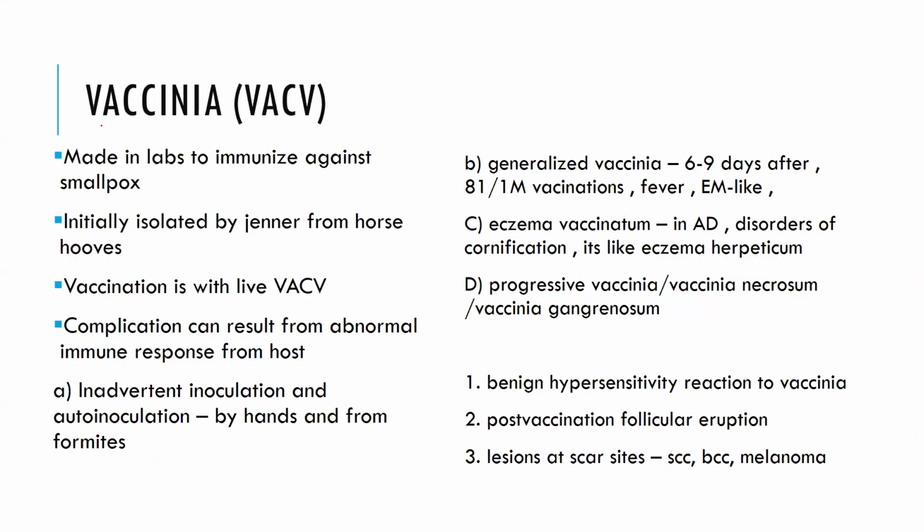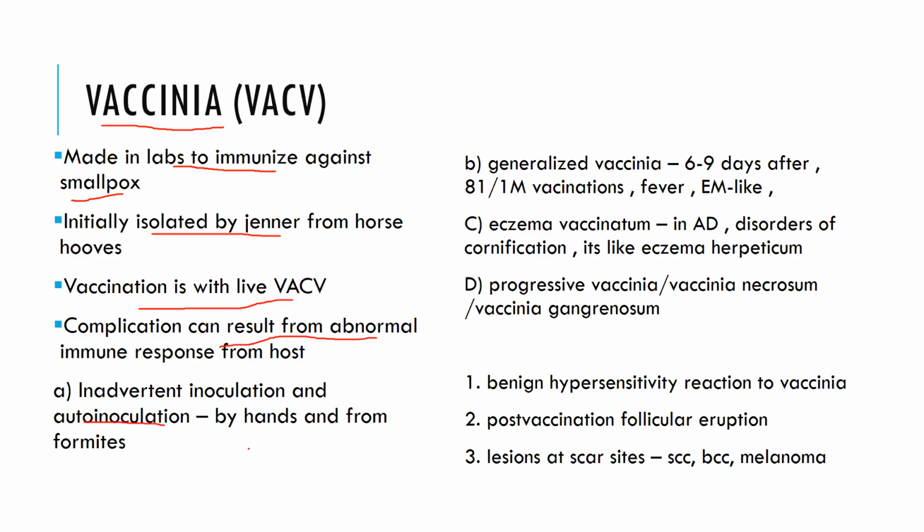So we go to the second virus that we call vaccinia. This was made in the lab after modification of another virus in this group, as a vaccine against smallpox. It was first isolated reportedly from horse hooves by Jenner, and it has been used ever since to vaccinate people against smallpox. This vaccine is given as a live vaccine, and an abnormal immune response of the host can result in skin manifestations. The skin manifestations that you can get in this case include the following. You can get an auto-inoculation, for example.